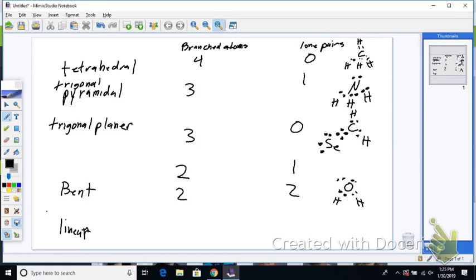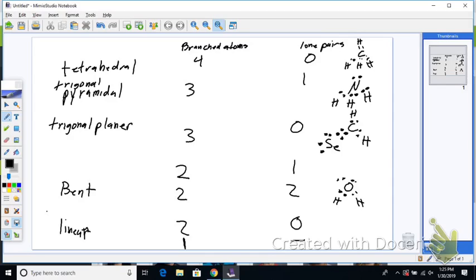And then linear. What do you have? 2, 0, or 1, 0. Well, we really don't have a central atom when we got 1, and then I'm just going to put a dash here because it really doesn't matter what's off that other one because it's kind of like connecting dots. When you connect them, it's always linear when you got 2.